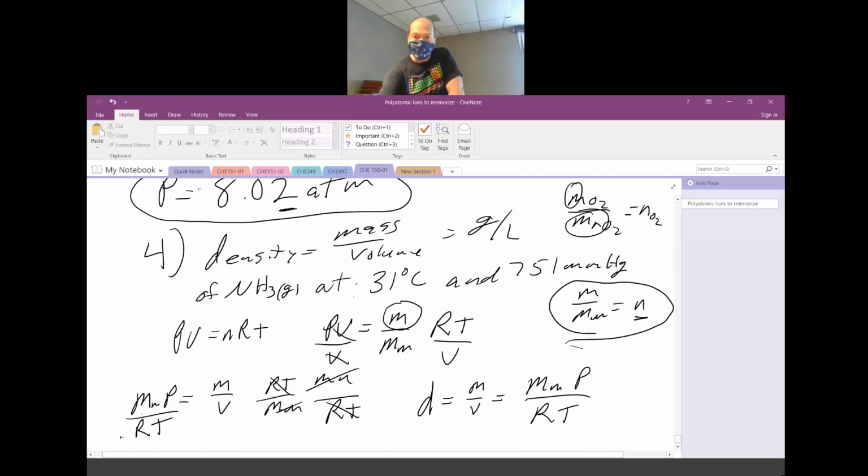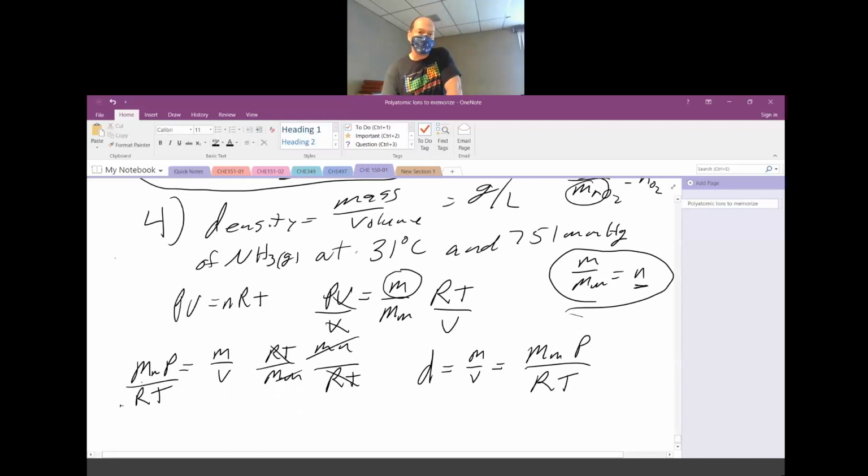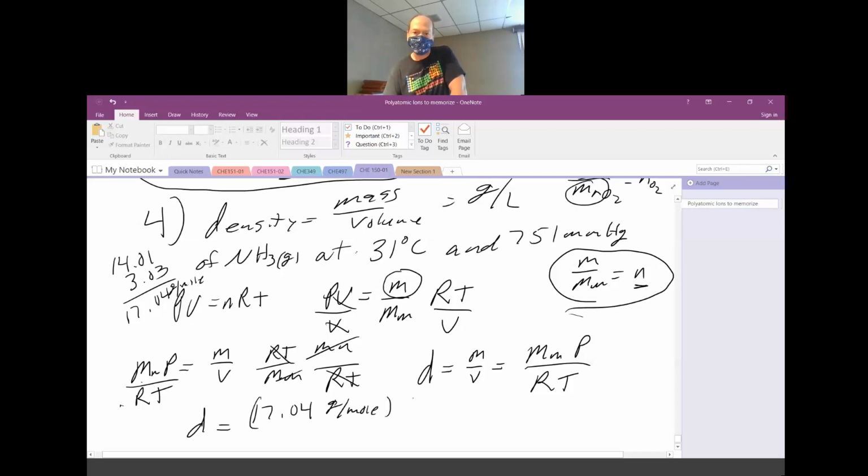All right, so we need the mass, and you need to know that density is mass over volume. All right, so NH3, so we need the molar mass. We go to the periodic table, 14.01 for the N, 3.03 for the 3 H's, 17.04 grams per mole. You need to remember how to get the molar mass. That will never stop. We'll do molar mass every single chapter. You need to know the units of molar mass, grams per mole.